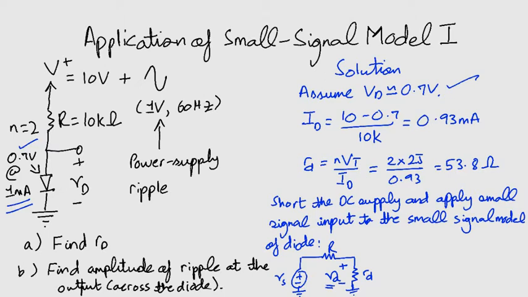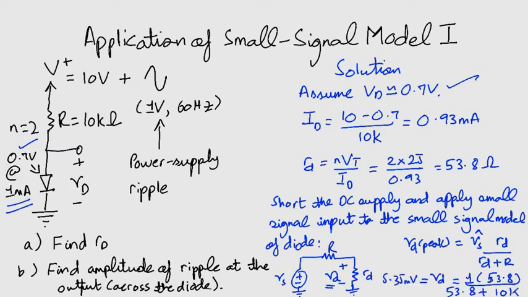So we apply a simple voltage divider where we employ the peak value of the input signal, and this comes out to be 5.35 millivolts. This value is quite small, and so our use of the small signal model of the diode is justified. Try this example for yourself.